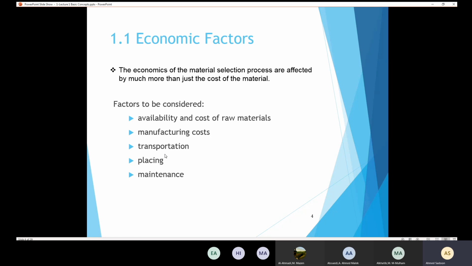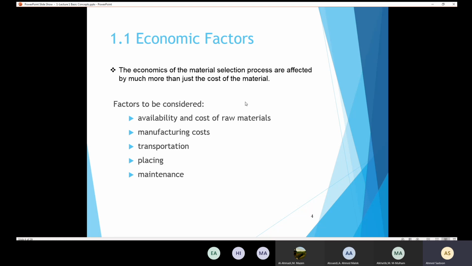And also the placing of the material, how I'm going to use that material from the source to the site, how I'm going to put it inside my location. Because sometimes I have difficult locations. Not all the material is going to be suitable to be used in that location. And also the maintenance. I'm not going to choose a material that needs a lot of maintenance, maybe every year. So all of this is going to be considered as economic factors, not only the cost of the material.